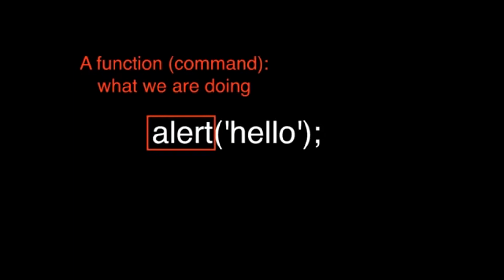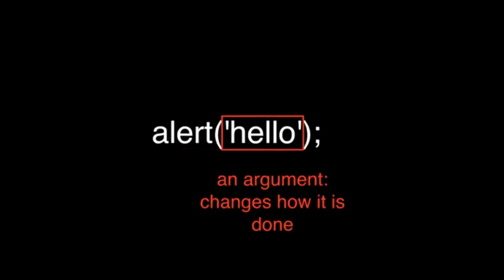So what's everything else? Alert is the function, that's what we want it to do. The next thing is this hello thing. This is an argument. An argument is something that changes what the function does, or tells the function how to do what it's doing. Creating an alert is one thing, you pop up the dialog box, but not all alerts are the same. Different alerts should say different things. So the main thing we want to change about the alert is the text that goes on that dialog box. So our argument is changing that text.